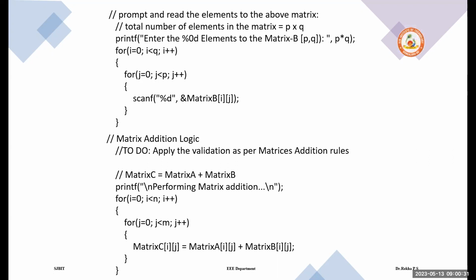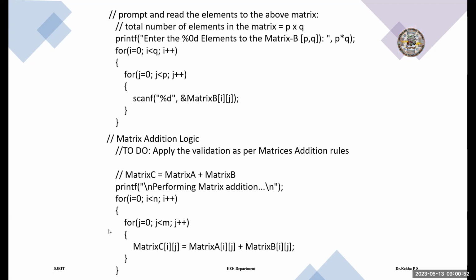Then matrix addition, how will it be done? We have to apply the validation as per the matrix addition rules. So what is matrix C now? Matrix C is nothing but matrix A plus matrix B. Now we have to perform matrix addition.